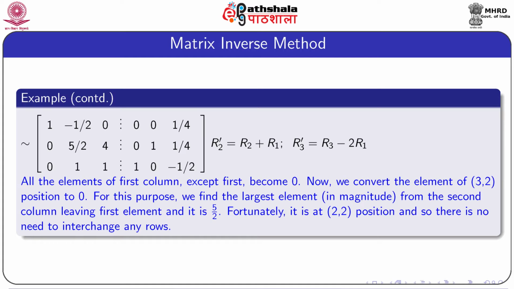Now, we convert the element 3 2 to 0. So, for this purpose we find the largest element in magnitude from the second column leaving the first element and see that this is 5 by 2. That means 5 by 2 is the second pivot element of the matrix. Fortunately, it is present at the 2 2 position and hence there is no need to interchange any rows.